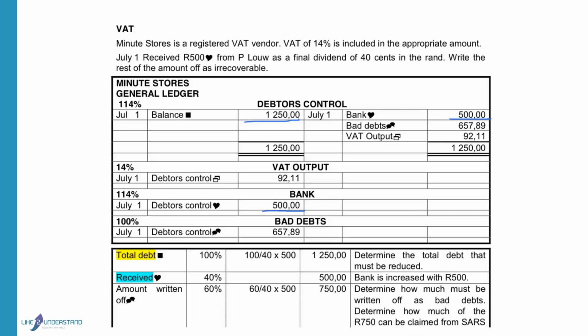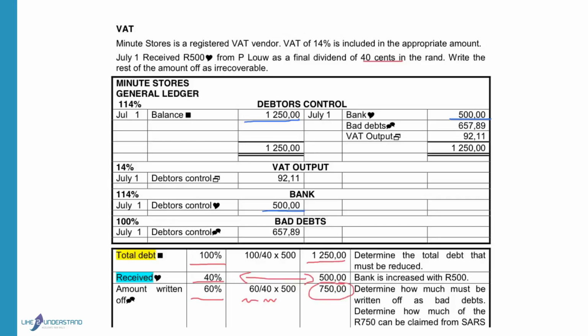The total debt is 100%. The amount that we will receive will only be 40 cents in the rand, so we will receive 40% of this outstanding amount, and the amount that will be written off will then be 60%. So the total debt equals 1,250. The amount that we receive is 40%, and the amount written off is 60%. The amount received is 500, and that equals 40%. To see how much is written off, the percentage that we want, 60, over the percentage that was given, 40, times 500, gives us the total bad debts as 750.